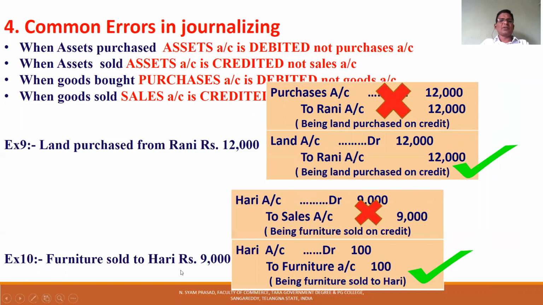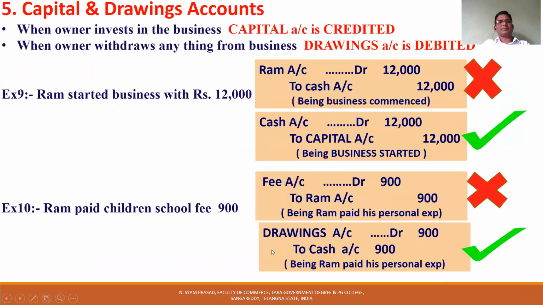For example, in the case of a real estate company, what are the goods? Land is goods. For a real estate company, when land is purchased, the purchase account is debited, but not fixed assets. That is a very important item.